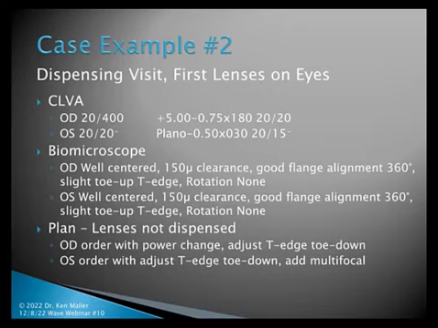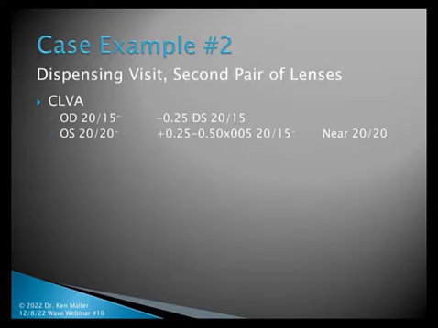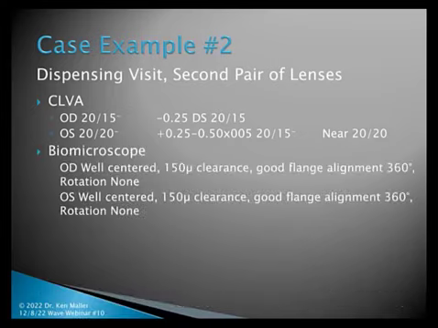Second pair of lenses, you can see we've got the right eye right where it belongs now at 20/15 minus, very little over refraction, and the left eye 20/20 minus, very little over refraction, and she was at 20/20 at near. Well centered on the right. I was happy with the clearance and the flange alignment, no rotation. Left eye, excellent, fantastic. We hit that right on target as well.